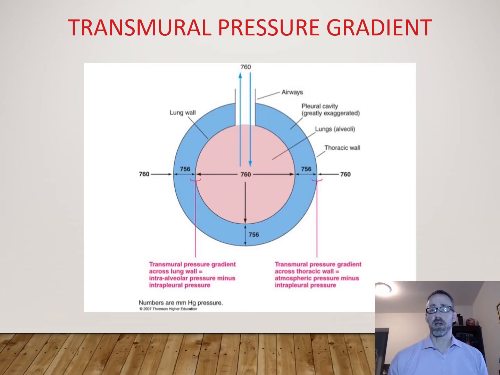Now I'm going to talk about an important concept referred to as the transmural pressure gradient. Transmural means across a wall, so this is a pressure gradient across a wall. And just like blood goes down its pressure gradient, air is going to follow the same thing. It's going to go down its pressure gradient. We can have pressure gradients across a wall, and it's a very important concept, especially when it comes to the respiratory system.